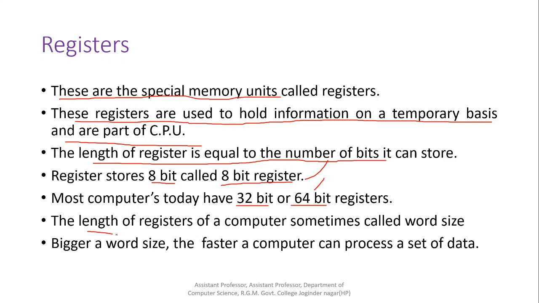The length of a computer's register is sometimes called the word size, and the larger the word size, the faster the processing speed of that computer. If we have one computer that is 64-bit and another that is 32-bit, then the 64-bit system processes data at a very fast rate compared to the 32-bit system. That is the meaning of word size. The larger the word size, the faster a computer can process a set of data.